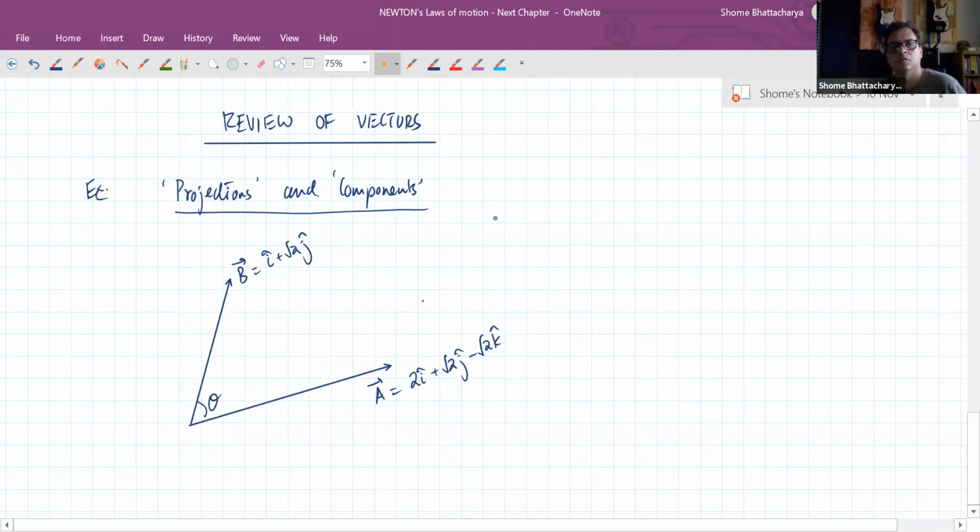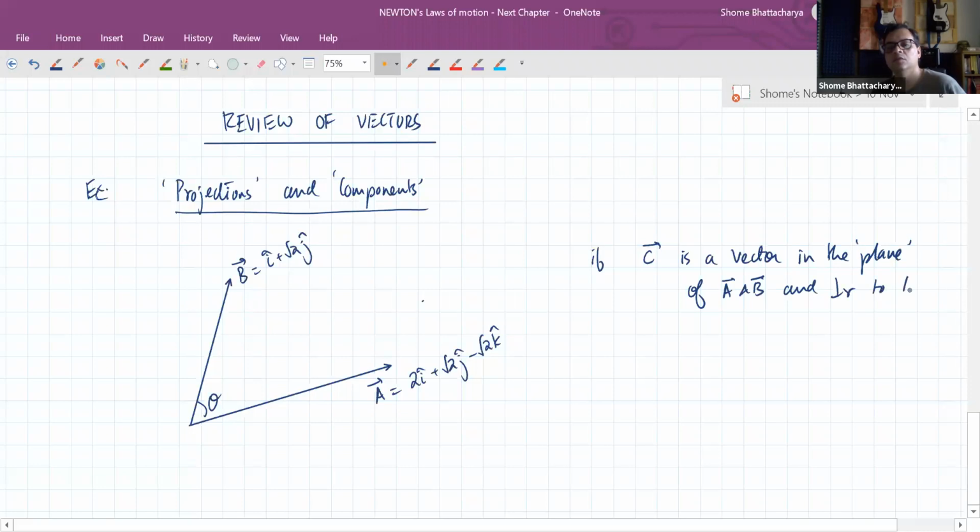Now if C is a vector in the plane of A and B and perpendicular to A, such that mod C is equal to 3 units. Okay, then draw C in the diagram shown.